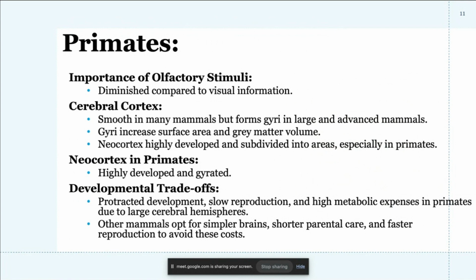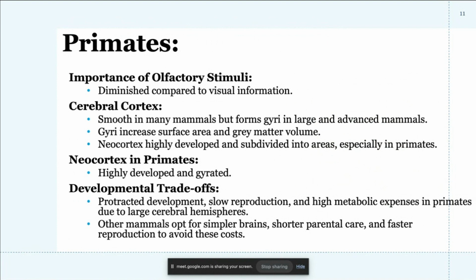And then the cerebral cortex is smooth in many mammals, but it forms gyri in large and advanced mammals. The gyri are basically the grooves which you can find on the brain. The gyri increase the surface area and the amount of gray matter that we've got. The area called the neocortex becomes highly developed and is subdivided into areas, especially in primates, because if you remember, primates have more social interactions and more complex behaviors. And this is why the neocortex is more developed.